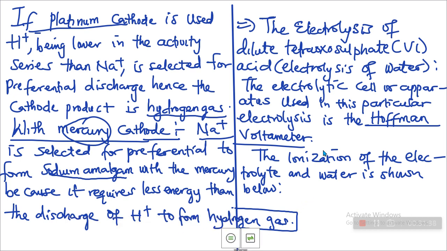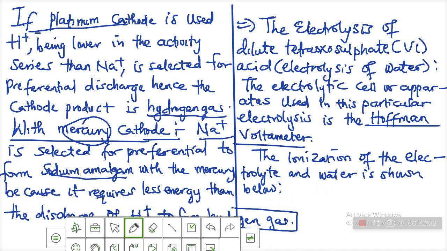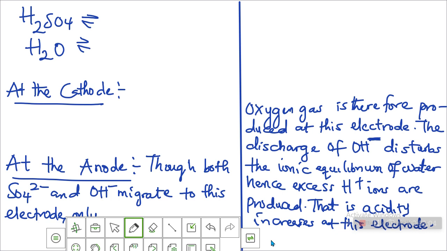Now let's quickly try some things. What we are trying is the electrolysis of dilute tetraoxosulphate VI acid, that is, the electrolysis of water. Whenever they ask you for the electrolysis of water, it is also called the electrolysis of dilute tetraoxosulphate VI acid. The apparatus we are going to be using is called the Hofmann voltameter. Now the ionization of the electrolyte and water is shown below. You should know the ionization. So this is the ionization.